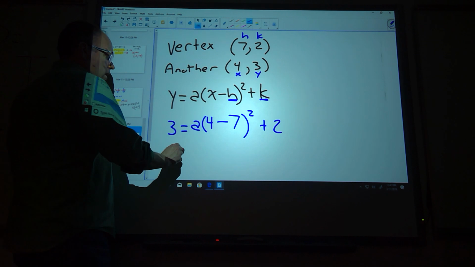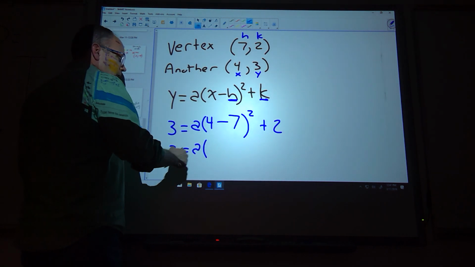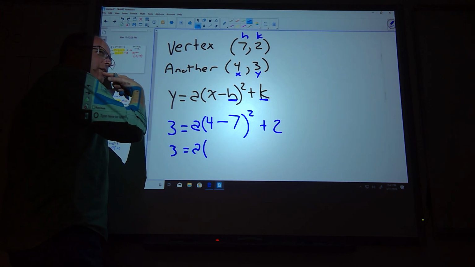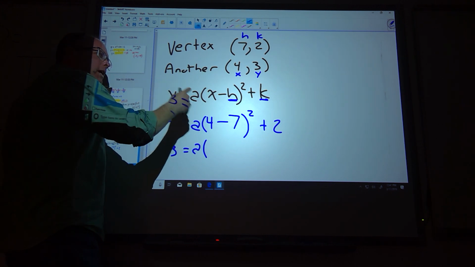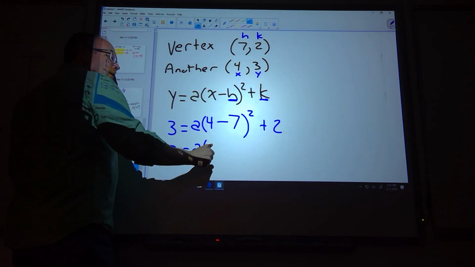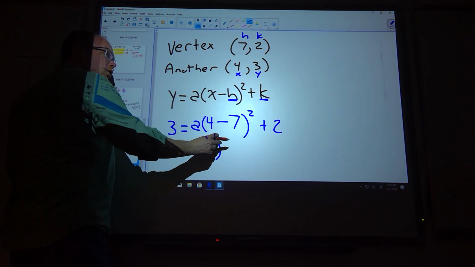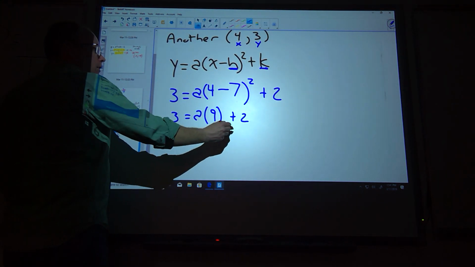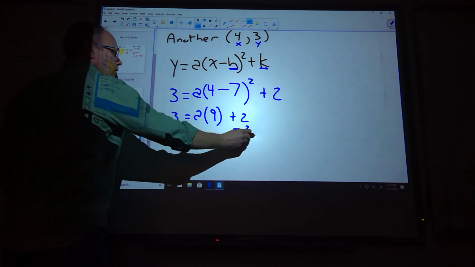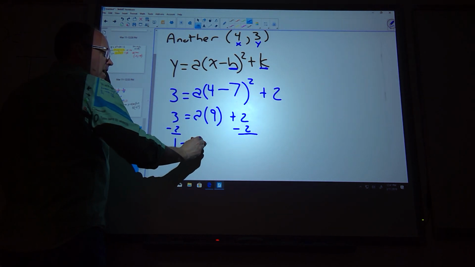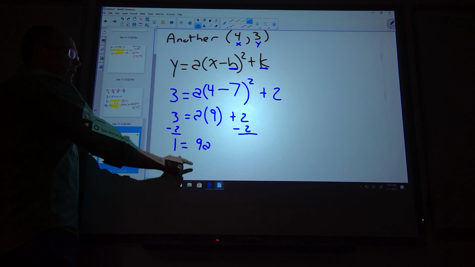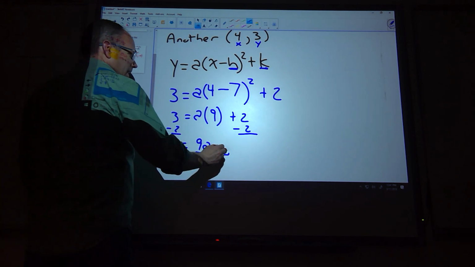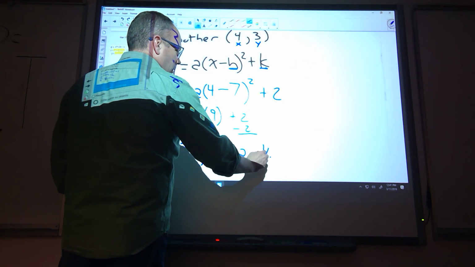So let's see. 3 equals a times 4 minus 7 is... 4 minus 7 is? Negative 3. Oh, yeah. Negative 3 squared. Positive 9, because it's grouped. Plus 2. So let's get a by itself. If I subtract 2 from both sides, we get 1 equals 9a, which is a times 9. How do I get a by itself there? Divide by 9. Ooh, so I get an a value of 1/9.